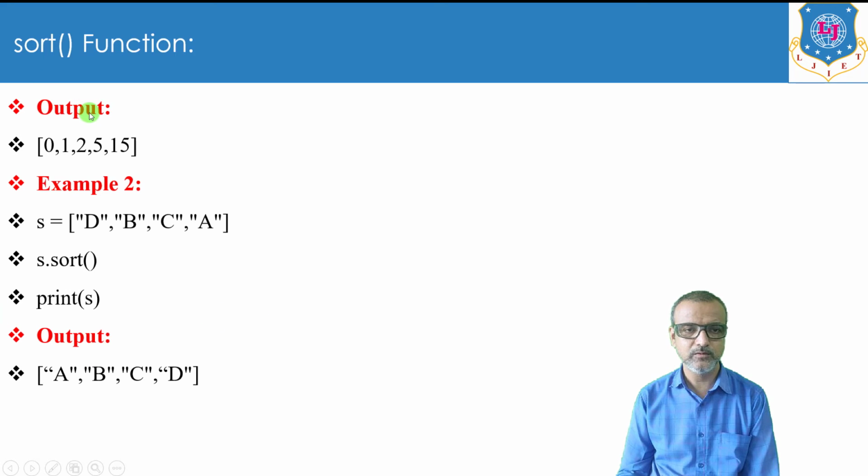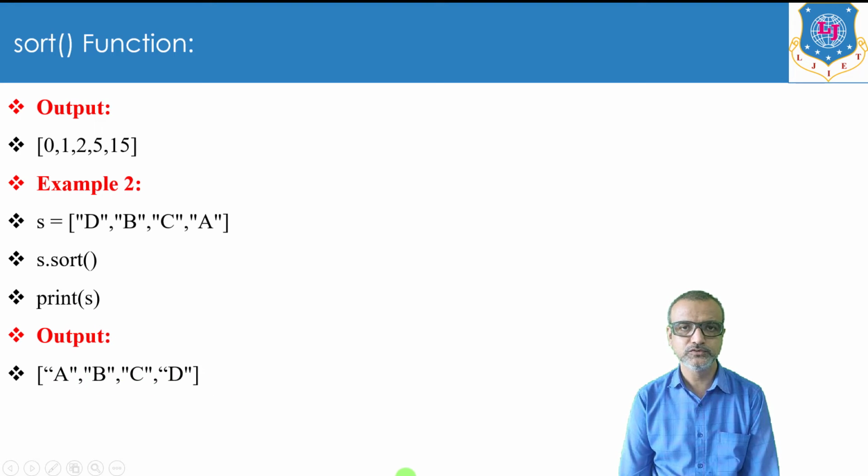You can see the output, that is we have elements in the ascending order, that is 0, 1, 2, 5 and 15. Now example 2, in variable s we have defined this list elements d, b, c, a. Now if you just apply the sort method on this list, s.sort(), and if you just print s, so what will be the output?